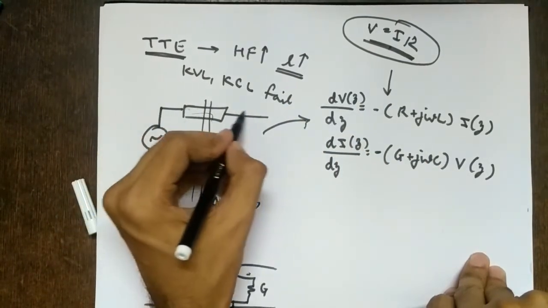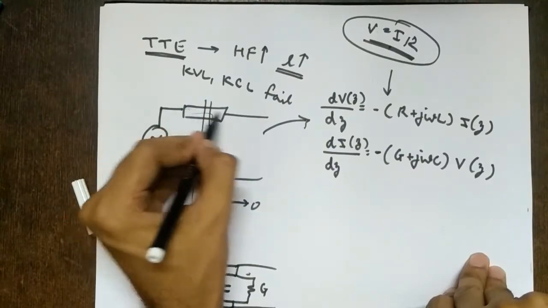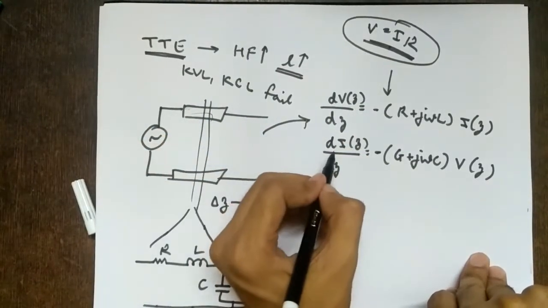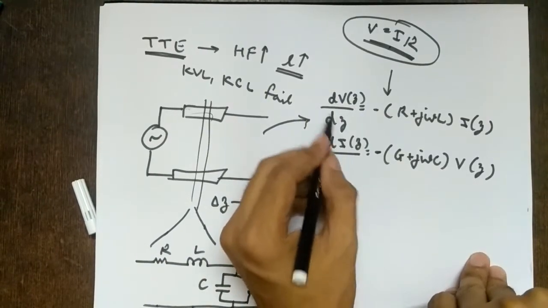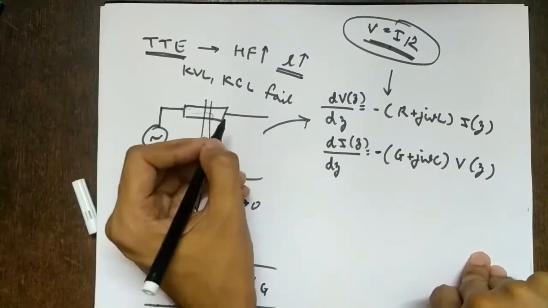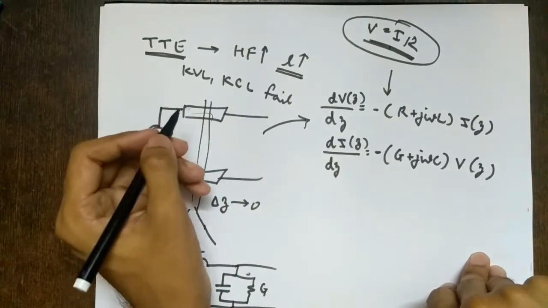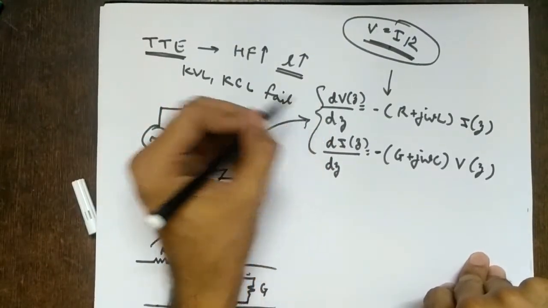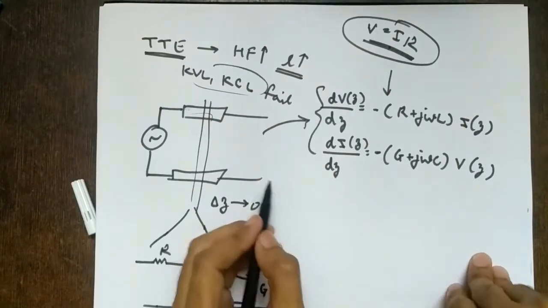As you travel along the length, z is changing, which means voltage changes at each and every point on the transmission line. The same is true of the current. Because of this, we can say that the impedance at each and every point on the transmission line also changes. That is the first takeaway from the transmission line. The second takeaway is that KVL and KCL fail.